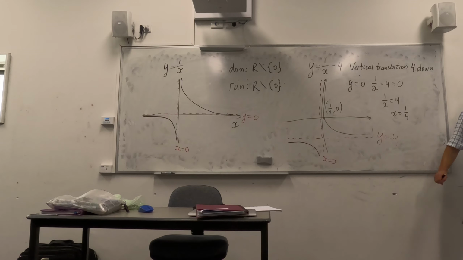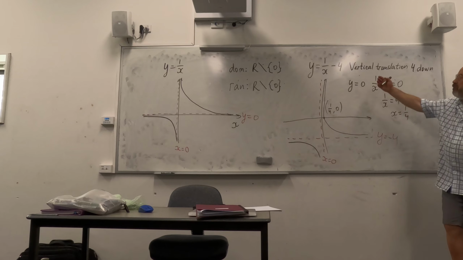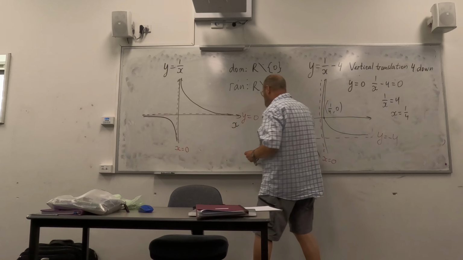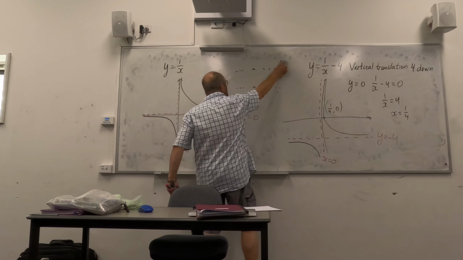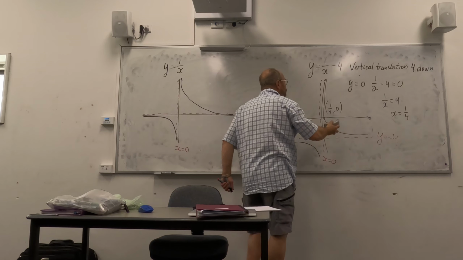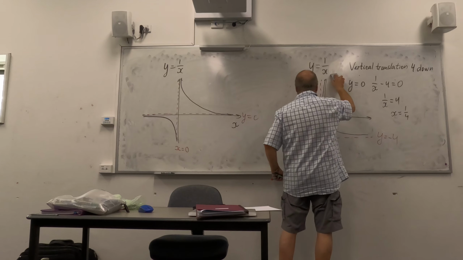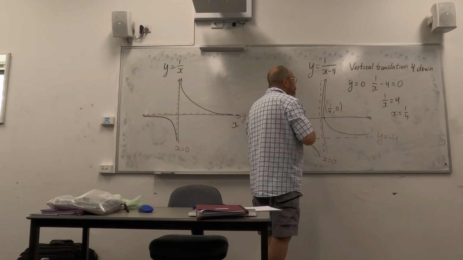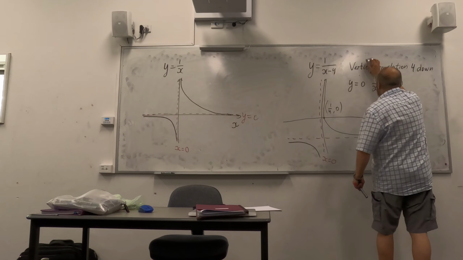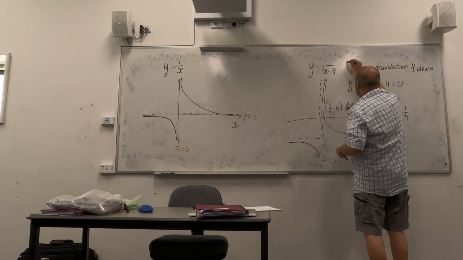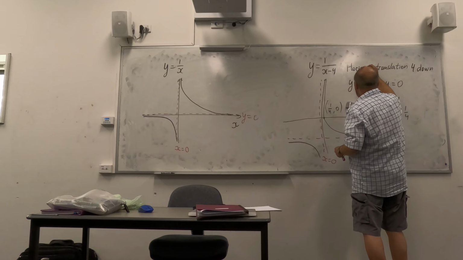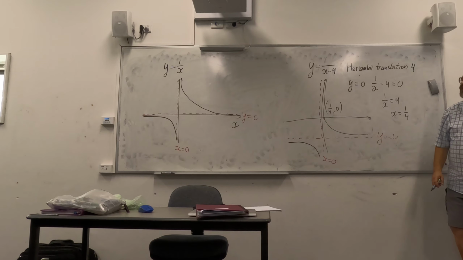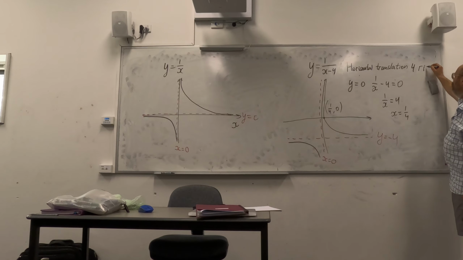Make sense? Now, if it were plus 4 instead of minus 4, it would all go up. Now let's consider changing x instead of y. Let's do 1 over x minus 4. That will be a horizontal translation. In which direction? To the right.